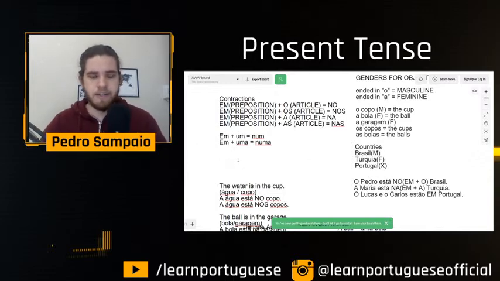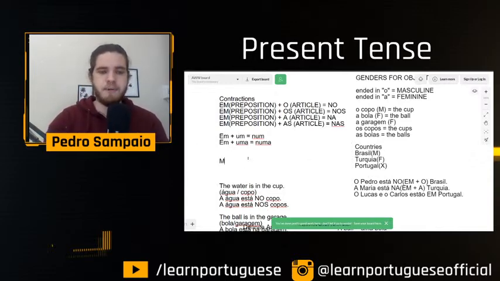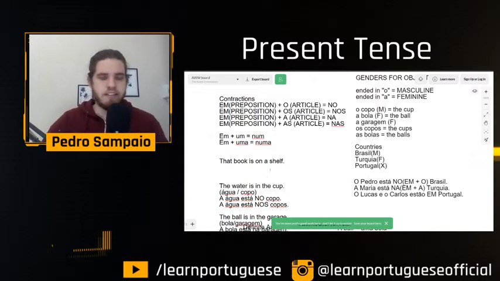Yeah, so let's talk about examples now. If I say this book is, or that book works better here. That book is on one of the shelves. Or I can say is on a shelf. Better. Now it's a shelf, it's not a specific shelf. The word for shelf in Brazilian Portuguese is prateleira, or prateleira, depends on your accent.